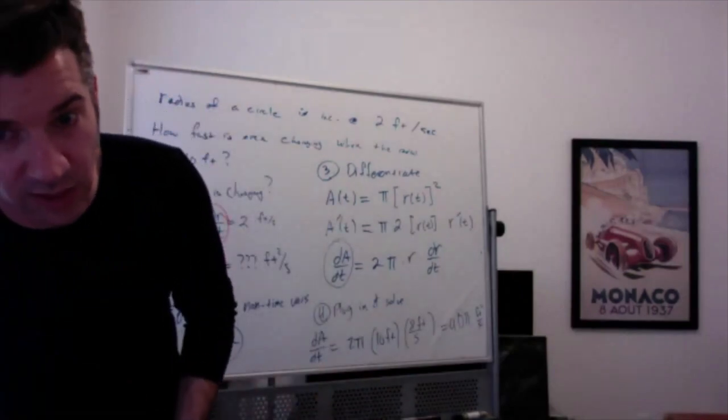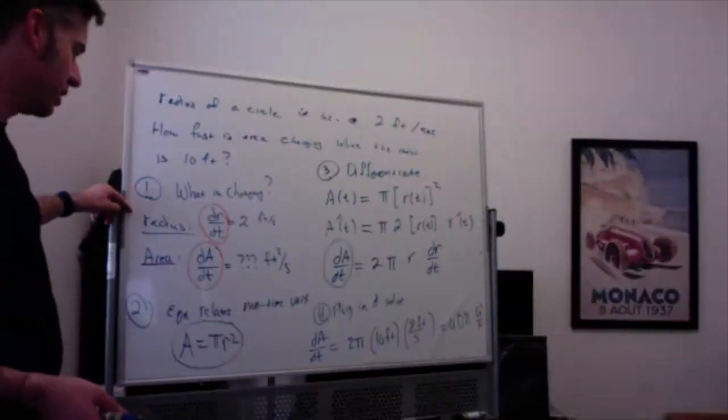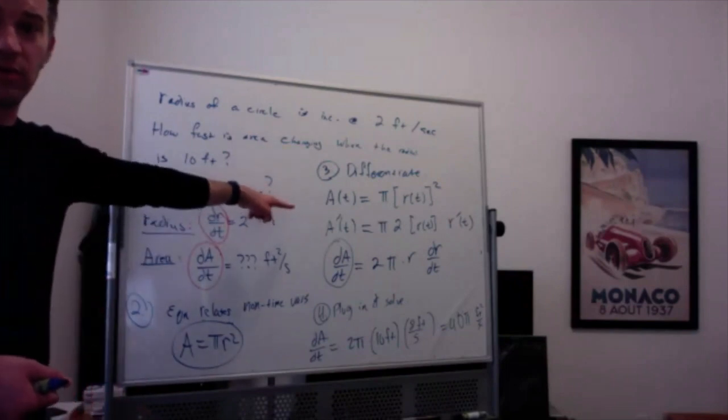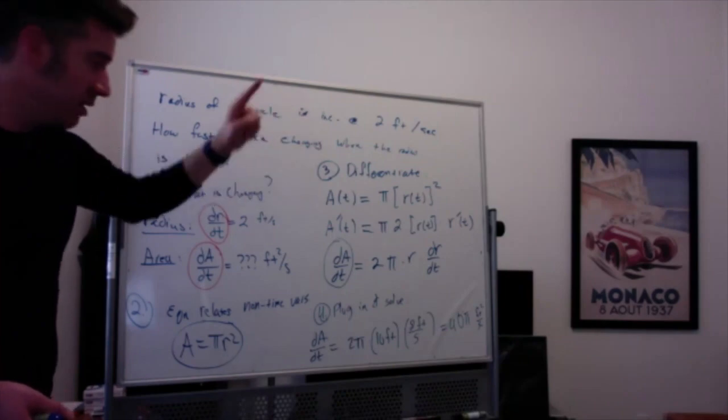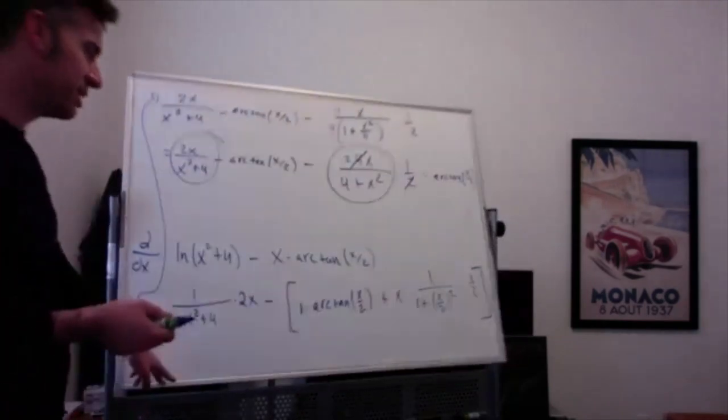And I really, really, really strongly recommend going through this process every time. First figuring out what's changing, then finding an equation that relates them, then taking the derivative of both sides with respect to time, then plugging in and finding what we want. So let's look at, I think I can squeeze in 2 more examples.